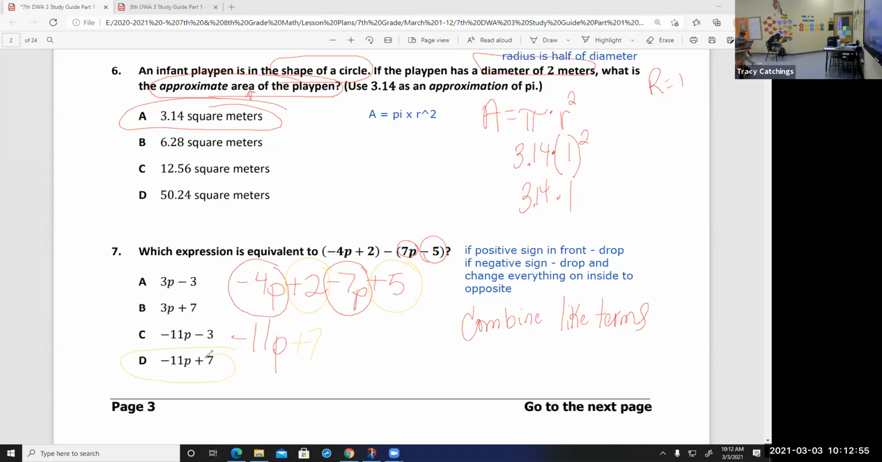So make sure we're not just dropping that parentheses, especially if it's a negative in the front. Some of us have a habit of just dropping it, and we would add negative 4 plus 7 and have a positive 3. Any questions about it? Anyone still need anything? All right, good job.